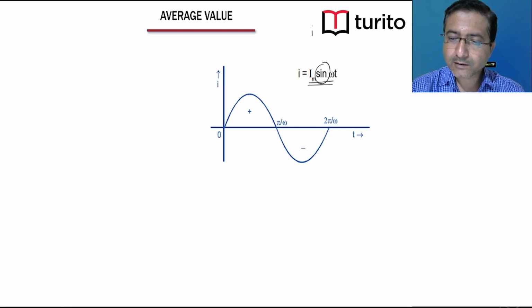Similarly, there might be some phase constant, omega t plus phi. So we may have a function like this. Let's first take the simplest function, that is I equals Im sin omega t, where Im is called the peak value of current, a peak current. So this is the peak value.